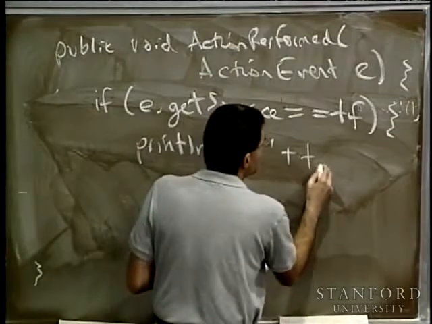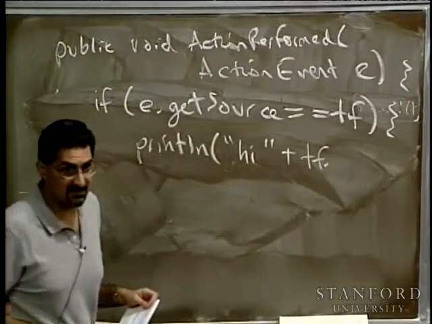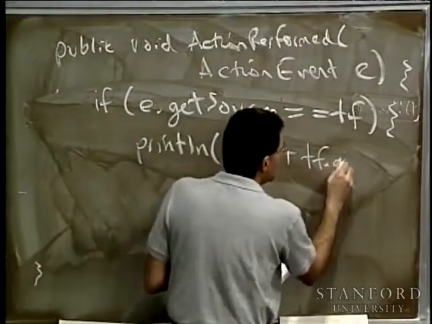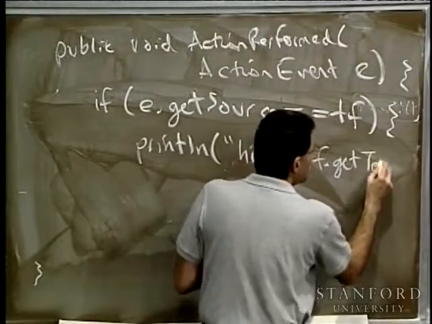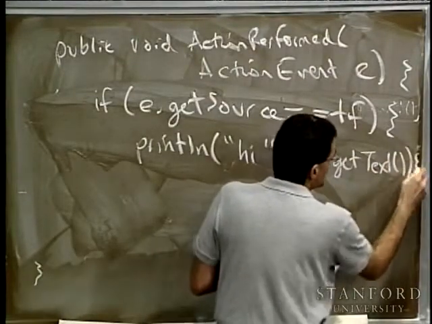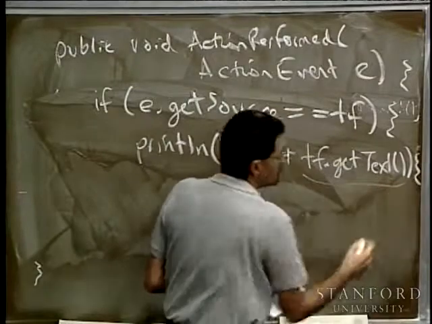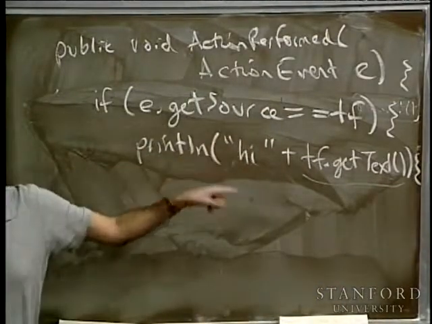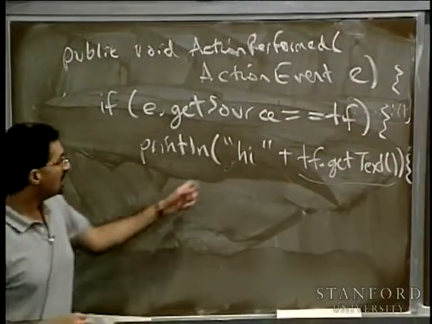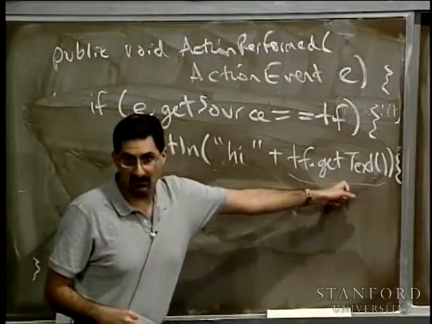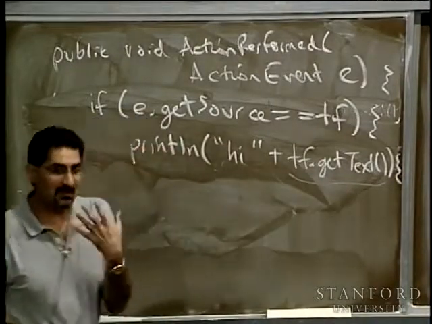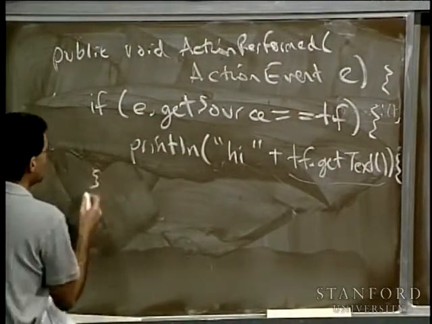The way you do that is you just say the name of whatever the text field is, and the message you send it is getText. What it will give you back is just a string of whatever is in that box when the user hit enter. So this will write out hi, and then whatever text they typed in, just like you saw in the program, except there it was writing hello, and maybe that's what we want to do.